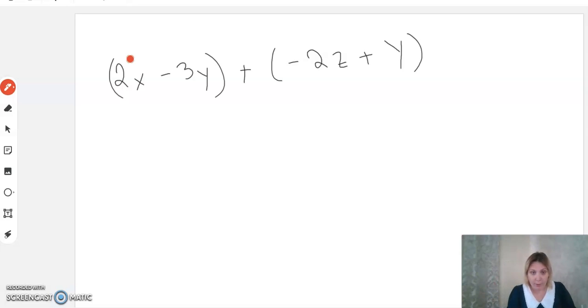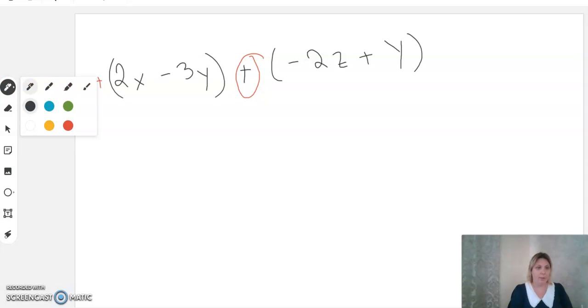So this one over here, this is easy. The sign in front of it is plus. Well, what about this one? There is no sign. If there is no sign, it's a plus. As long as you have a plus in front of the parentheses, you don't need to do anything. Just open the parentheses. So what is that going to look like?